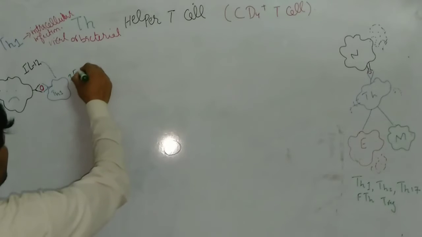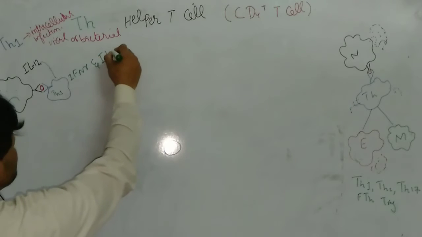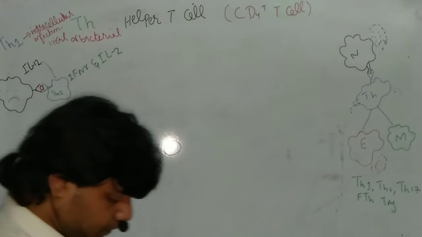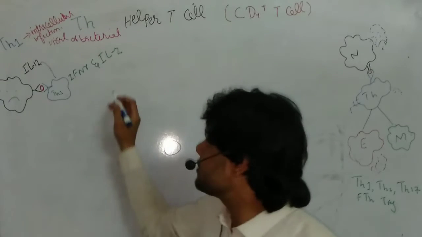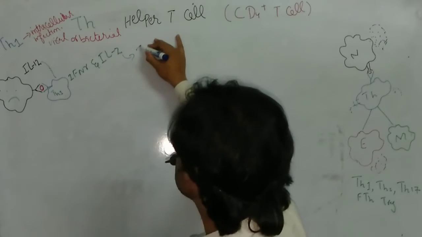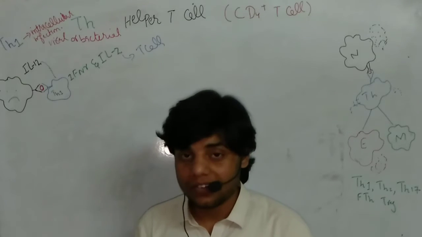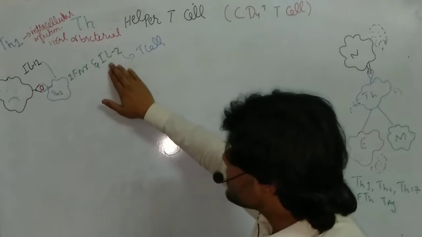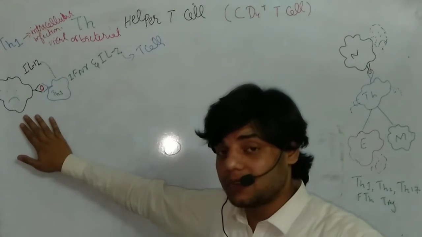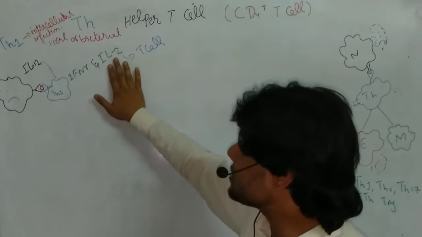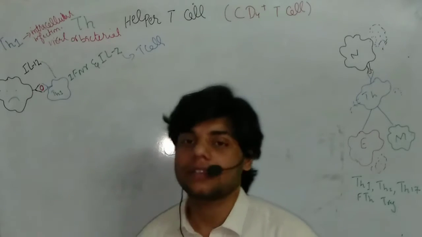It will secrete interferon gamma and interleukin 2. Okay, this interleukin 2 will activate the other T cells, like cytotoxic T lymphocyte or T regulatory cell, whatever you can say. This interleukin will activate this kind of cells. Let's suppose this cell got infected with viruses, so then they will secrete interleukin 2, due to which the cytotoxic T lymphocyte will get activated and they will kill the cell.